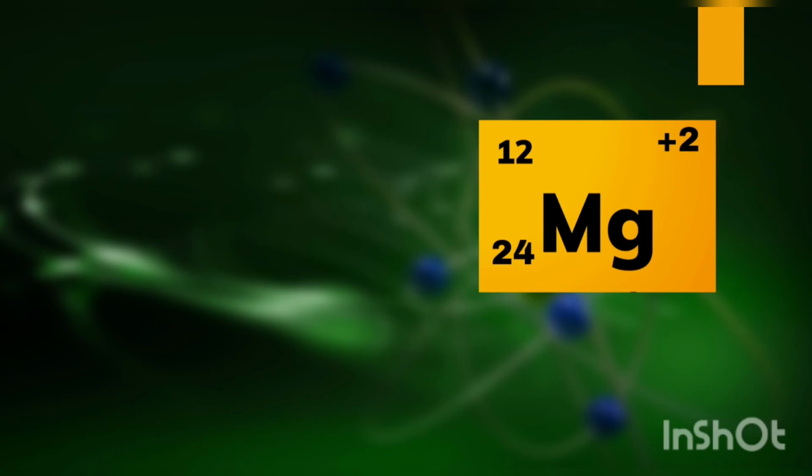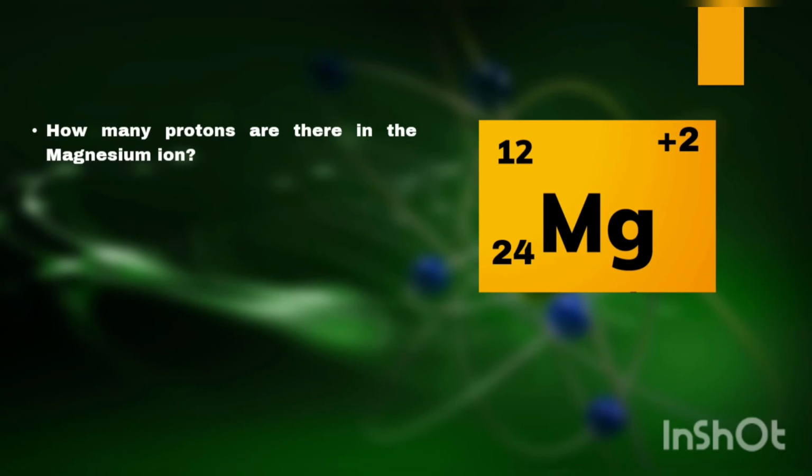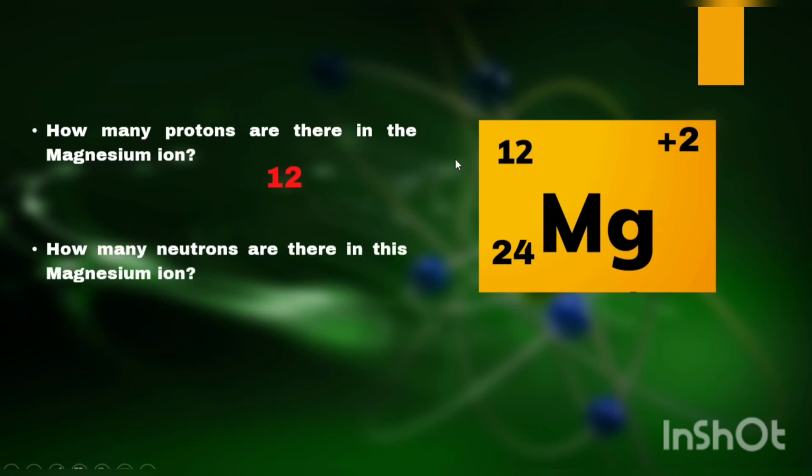Let us analyze this shorthand notation of magnesium ion. How many protons are there in the magnesium ion? The answer is 12. Since the atomic number is 12, it means that there are 12 protons in the magnesium ion. How many neutrons are there in this magnesium ion? The answer is also 12. Why 12? If the mass number is 24 and the number of protons is 12, then you have 24 minus 12, then the number of neutrons is 12.